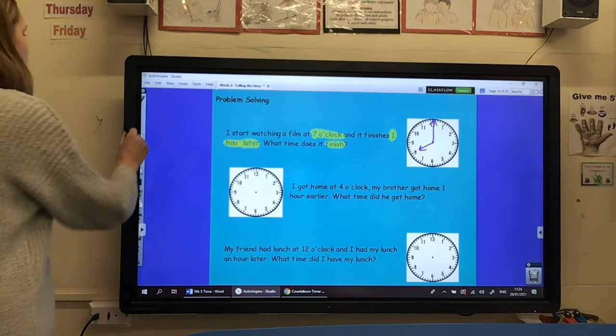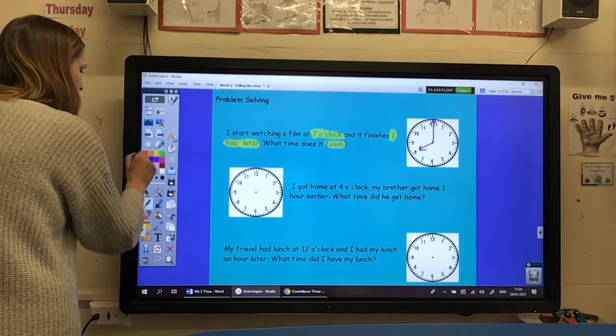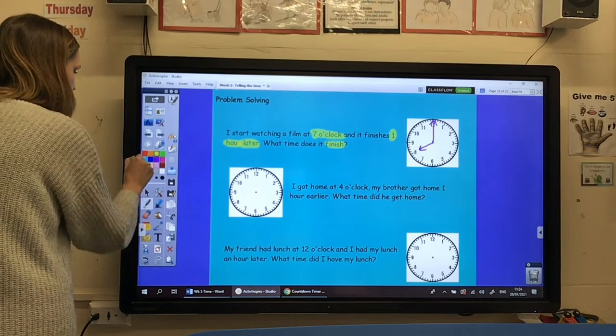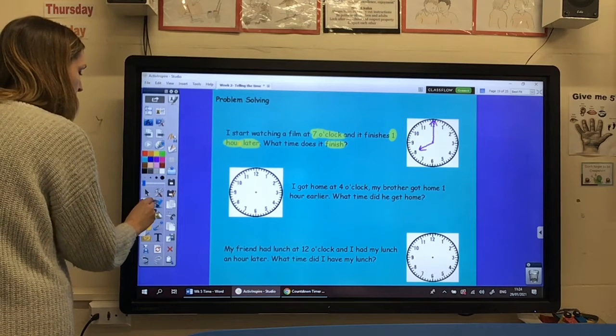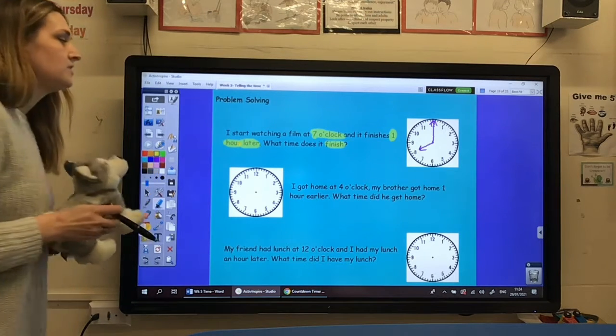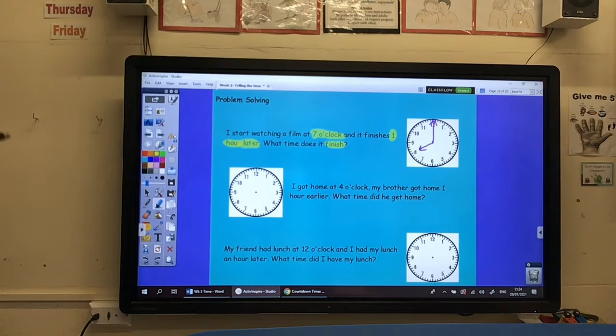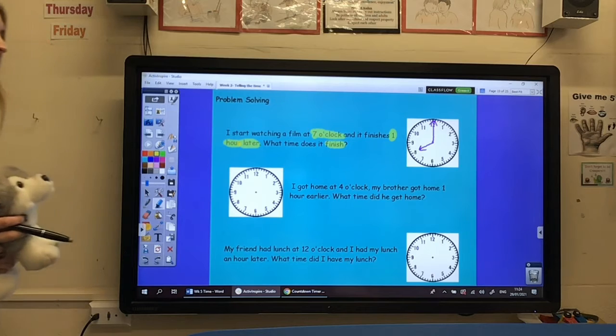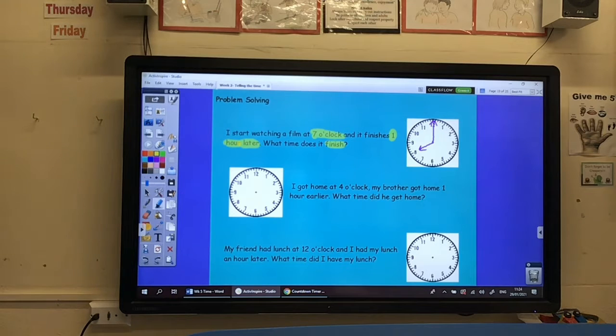Okay, next word problem. Let's read it first. It's always important to read it. And then we will have a go at solving it and finding the important words. I got home at 4 o'clock. My brother got home 1 hour earlier. What time did he get home?